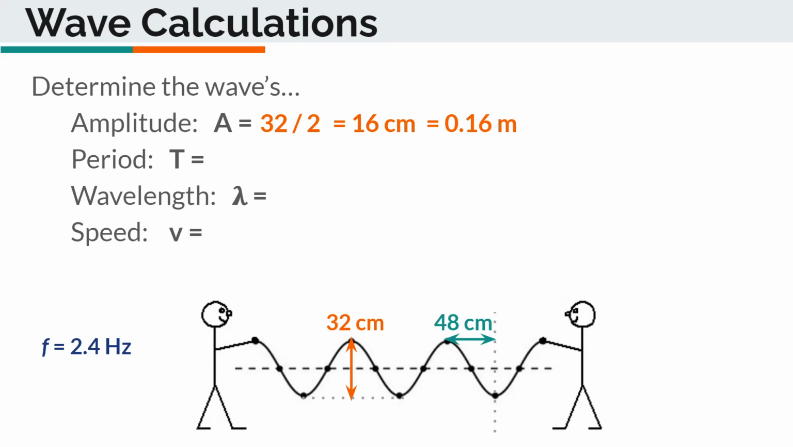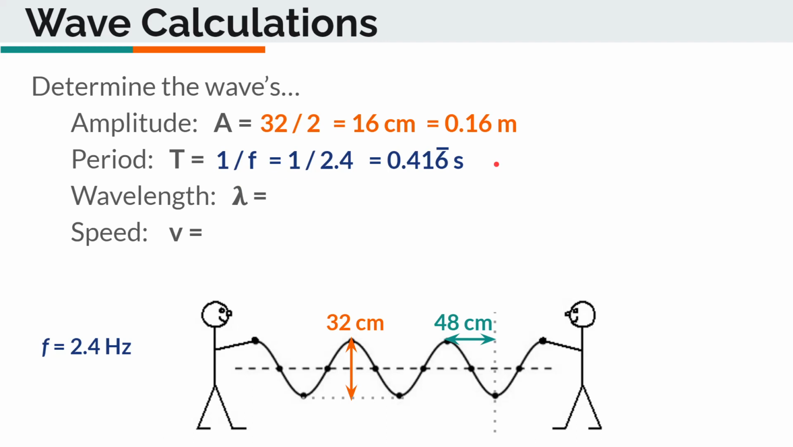My period. They told me in the question the frequency of this wave, so I can find my period from that, because period is 1 over frequency. So 1 divided by 2.4 gives me a period of 0.416666, repeating. Okay, and so I have 0.416 repeating seconds.